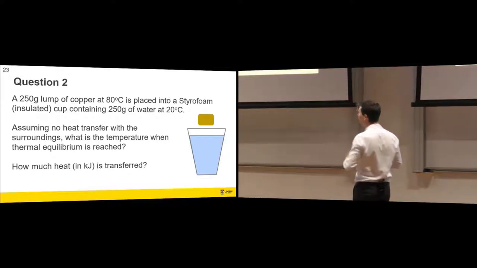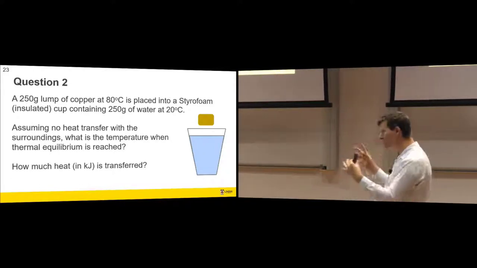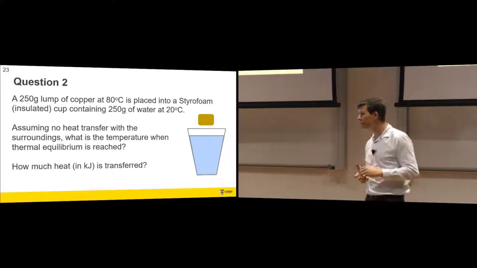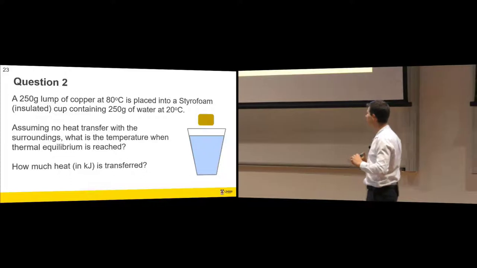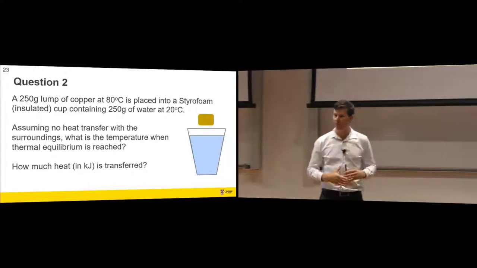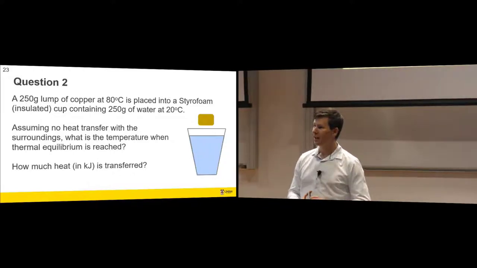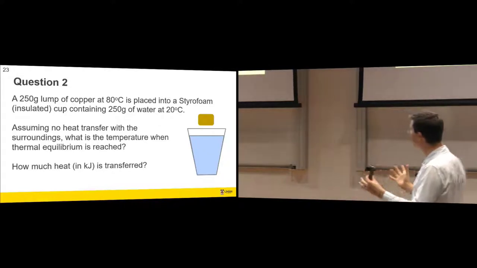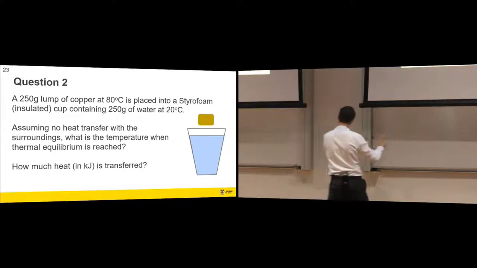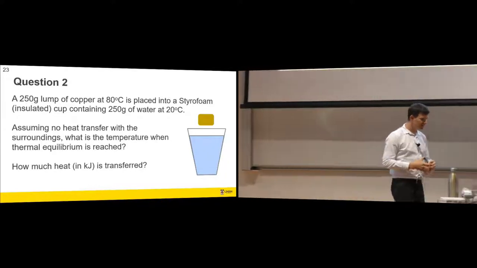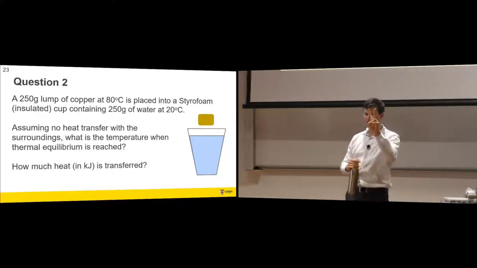You don't have to point, but look on the board and commit in your own mind where you think the temperature will be. What is the temperature when thermal equilibrium is reached? And then a secondary question, because we care about it: how much heat is transferred? Actually, do you want to talk to your neighbor? Do you think it's 50 but less? Do you think it's 50 but more? Commit to your answer, talk to your neighbor. What are you basing your decision on? Have 2 minutes.